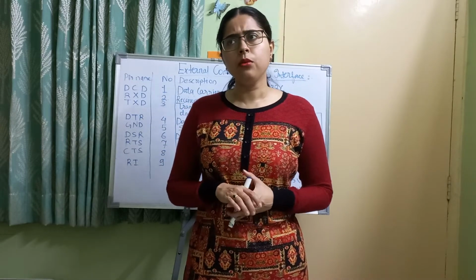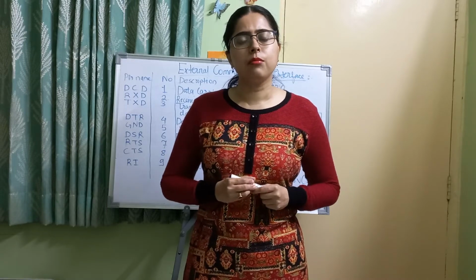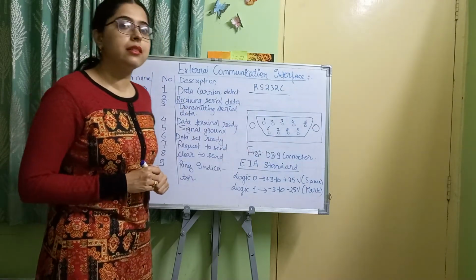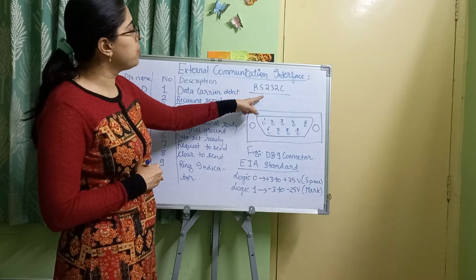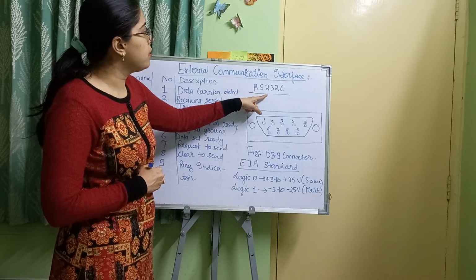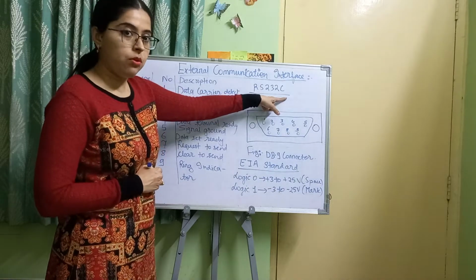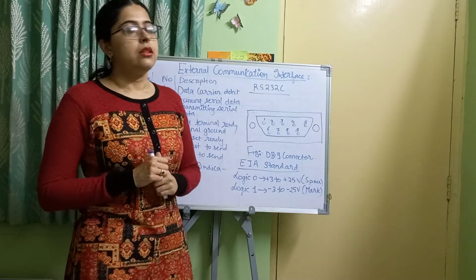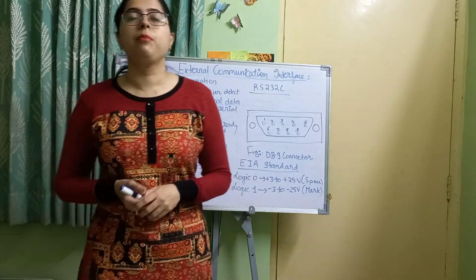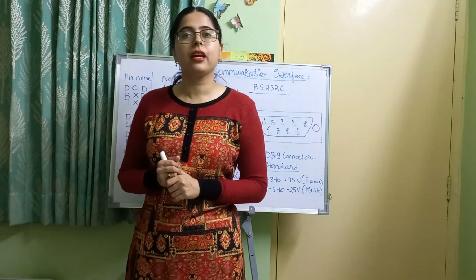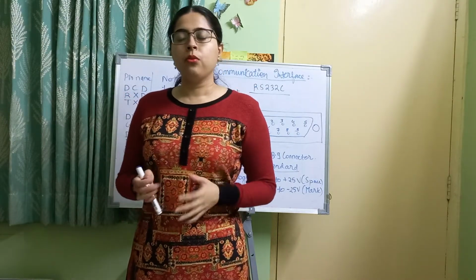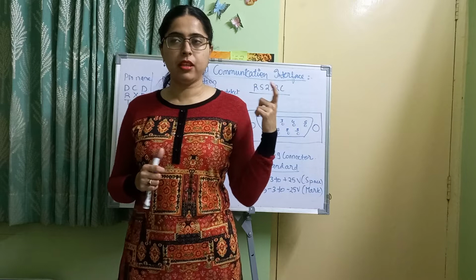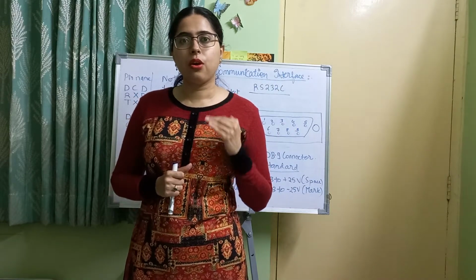Okay. Now we will study the external communication interface. Now you can see this diagram which I have drawn. This is the DB9 connector. And what is the full form of RS-232C? Recommended Standard number 232 revision C, the RS-232 connector. This RS-232 connector was developed by the Electronics Industries Association in the 1960s. Now this DB9 connector follows the transmission according to EIA standards.